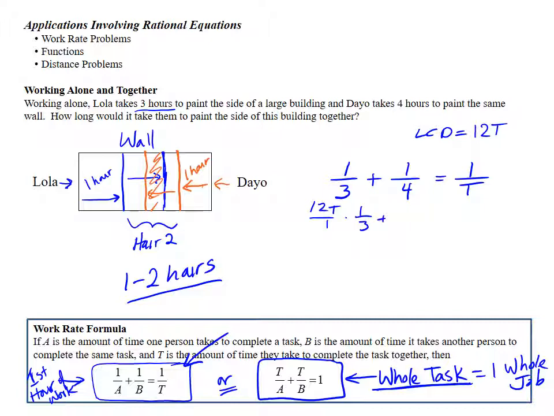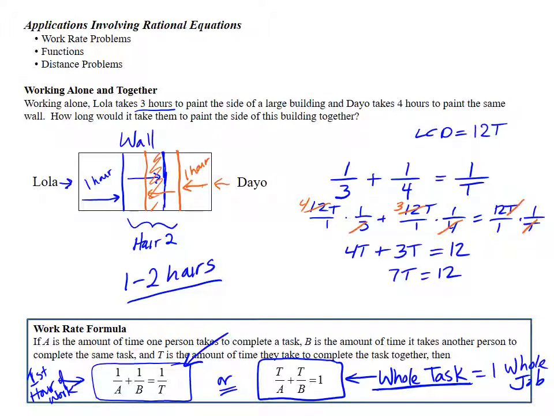So 12t over 1 times 1/3, 12t over 1 times 1/4, and 12t over 1 times 1 over t. The t's cancel on the right side. The 4 goes into 12 3 times. The 3 goes into 12 4 times. What we're left with is 4t in the first term plus 3t in the second term equals 12. Collecting like terms, we have 7t equals 12. Dividing out the 7, t equals 12 sevenths. If we write this as a mixed number, that would be 1 and 5/7 hours.